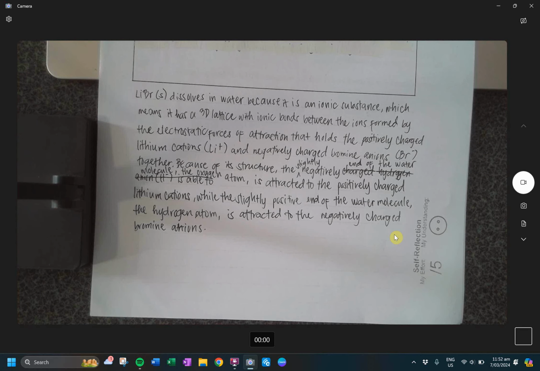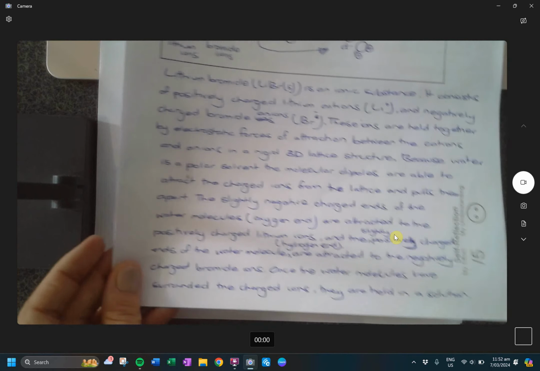First issue is hydrogen is not negatively charged. Second issue is that the hydrogen in water is not an anion, it's not a cation, it's not an ion in general. It is a slight charge in the molecule. So here is a better example of the words.